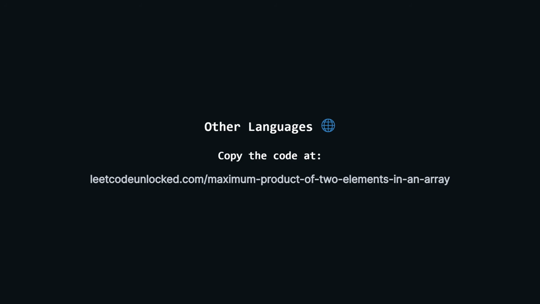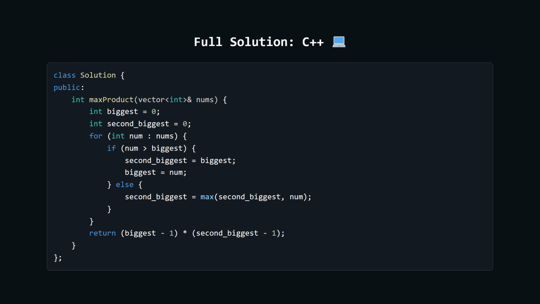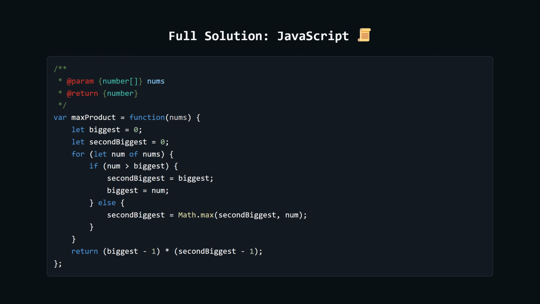I promised solutions in other languages, so let's quickly show the optimal big O of n approach in Java, C++, and JavaScript. Here is the optimal solution written in Java. Next up, here is the exact same logic written for C++. And finally, the optimal one-pass solution in JavaScript.